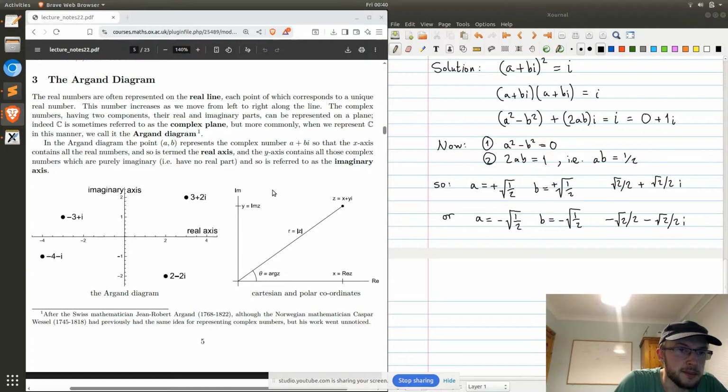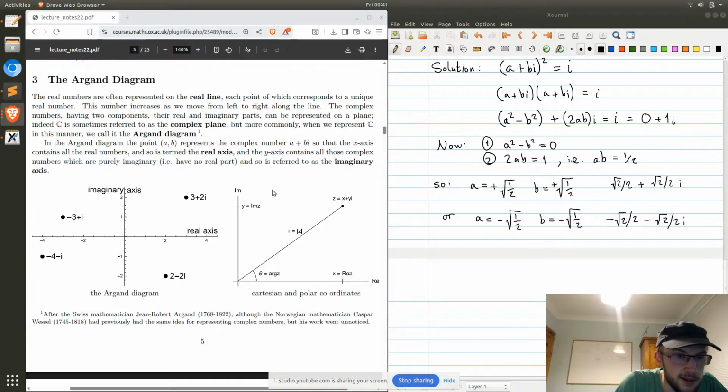In the Argand diagram, the point (a, b) represents the complex number a plus bi, so that the x-axis contains all the real numbers, and so is termed the real axis. And the y-axis contains all those complex numbers which are purely imaginary, that is, having no real part, and so is referred to as the imaginary axis. So there you can see the Argand diagram on the left, and there you can see Cartesian and polar coordinates on the right.